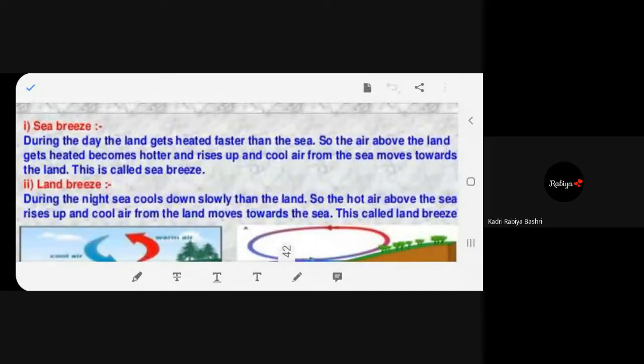Sea breeze. During the day, the land gets heated faster than the sea. So the air above the land gets heated, becomes hotter, and rises up, and cool air from the sea moves towards the land. This is called sea breeze.